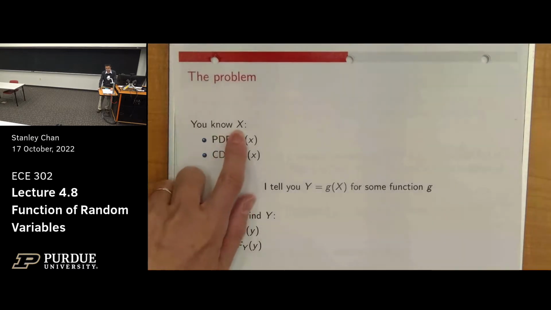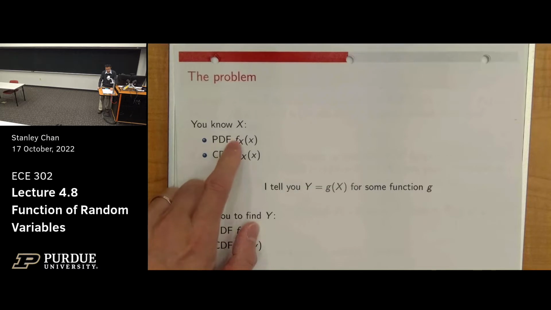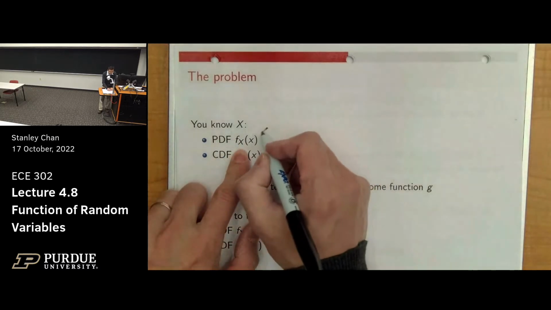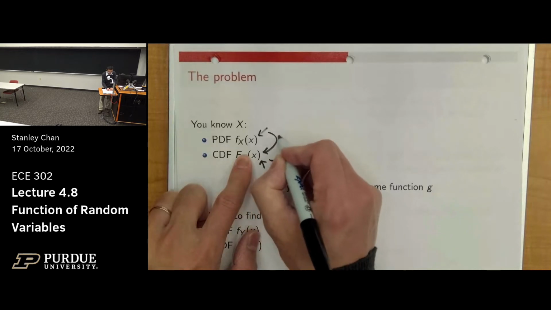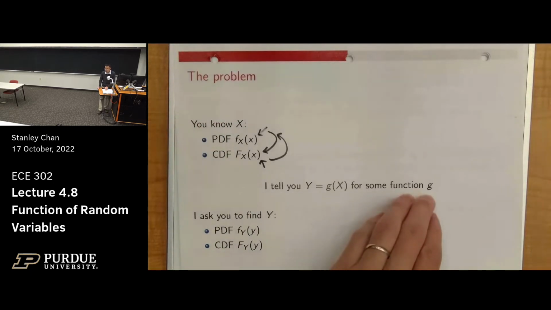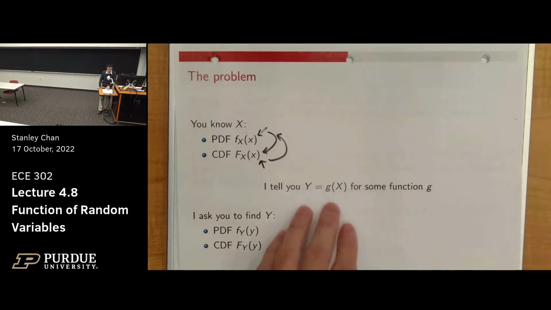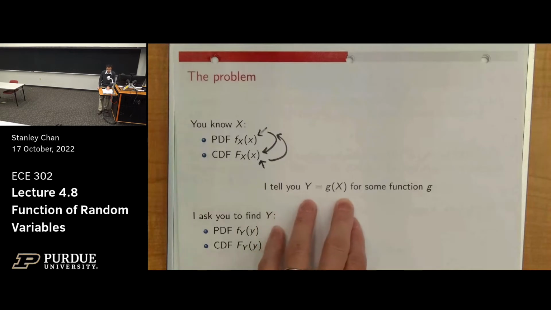You know a random variable X, meaning that you know the PDF of X. You also know the CDF of X. So these two are known. If I give you one, you should be able to derive the other. And then I also provide you a function g. This g will be applied to the random variable X to give you this random variable Y. So there is a transformation happening.